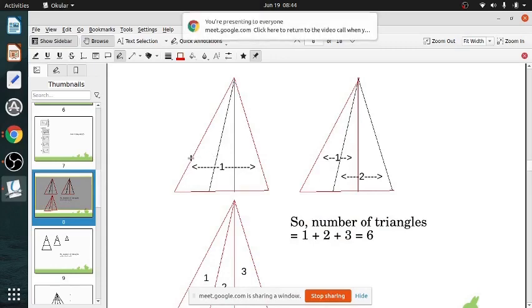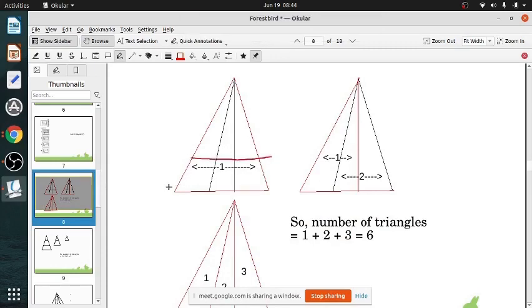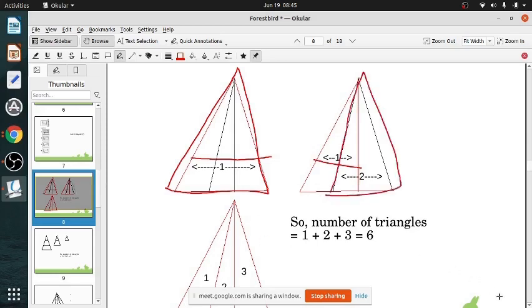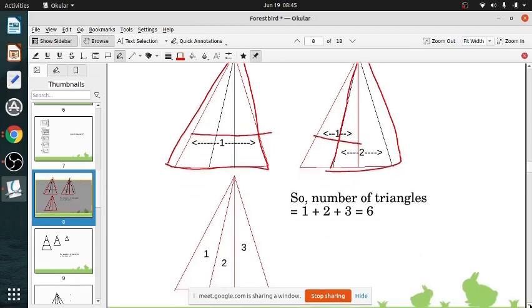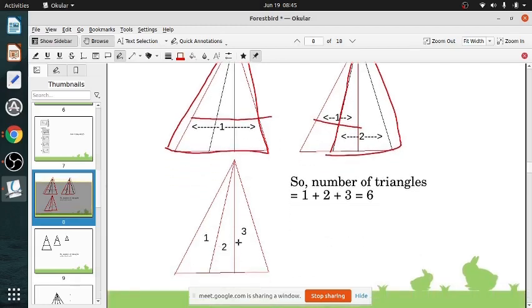Either you take all the 3 triangles at the same time, which means you are taking it as one triangle. Forget all the in-between lines. Or you are taking the first 2 as one triangle. Or you are taking the second and third as one triangle, that means 2 such triangles. Or you are taking all the individual triangles, this one separately, that one separately.